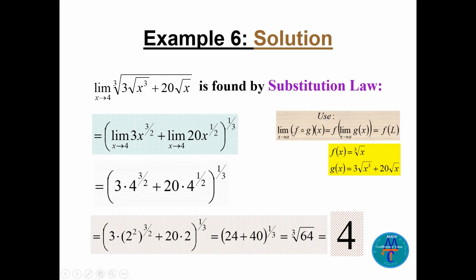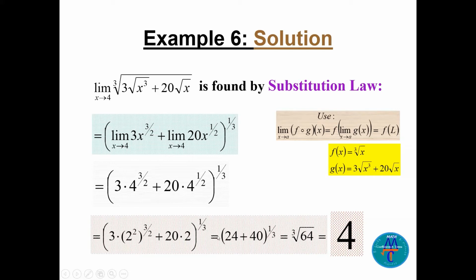So we can use the composition here. The limit of the composition is f of the limit of g. So this is f here, the cube root of x. Limit of the inside, just substitute there. You will get 4 to the power 3 over 2. This is 2 cubed. That will be 8 times 3, 24.